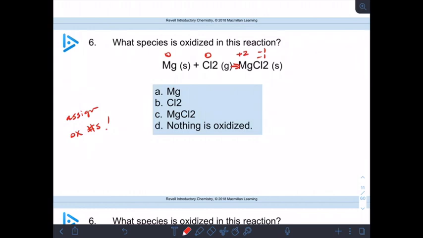All right, so which oxidation state went down? That would be the chlorine. And the oxidation number that went up is the magnesium. So magnesium is oxidized.